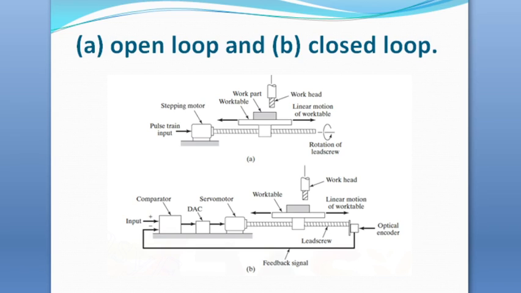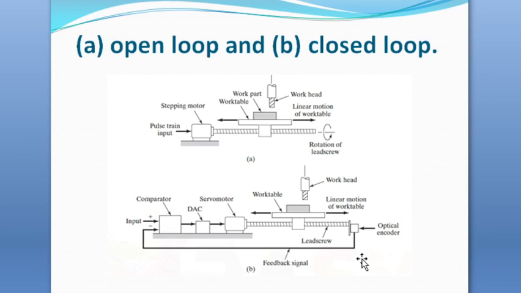There are 2 control loop systems followed in CNC machines. First one, stepper motor for open loop control system. Here the table rotary movement is carried out by stepper motor. The linear movement of the table is carried out by rotary movement of the lead screw. Here the rack and pinion arrangement is used for converting the rotary motion into linear motion. The work part is placed over the machine table. Here the work head carries the spindle.